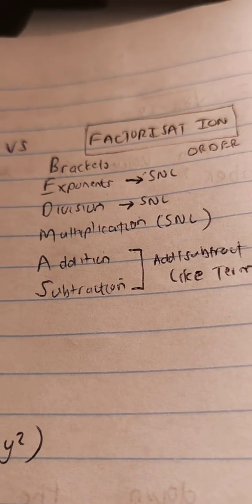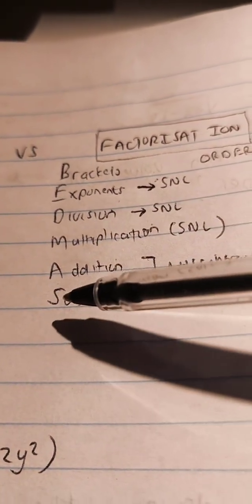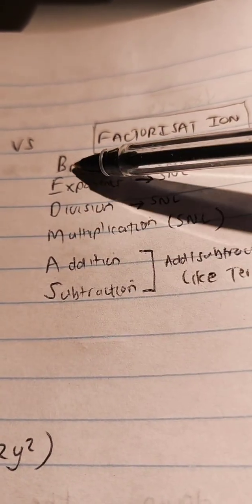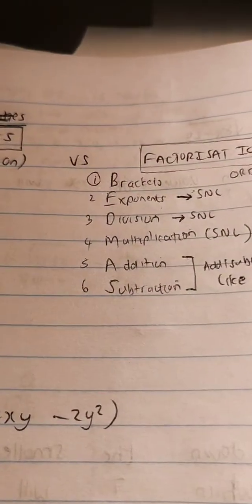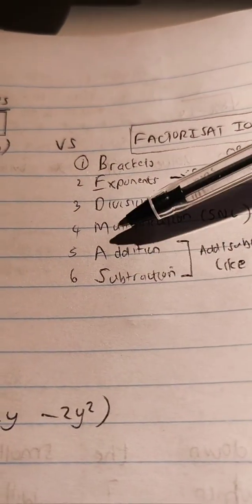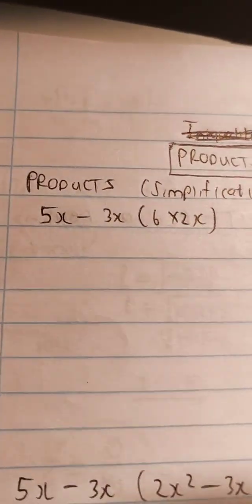Please, guys, you can't start with subtraction when there are brackets and exponents that need to be dealt with. The order matters. We start here, 1, 2, 3, 4, 5, then 6. We do not ever start where we shouldn't start. So look at this question, for instance.